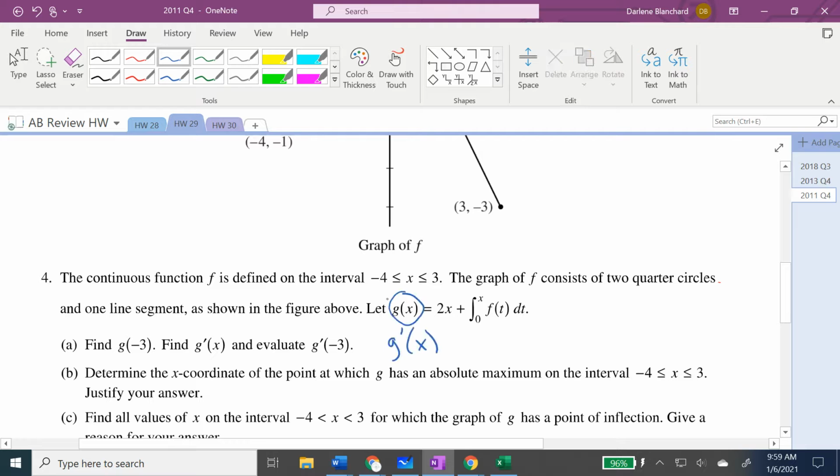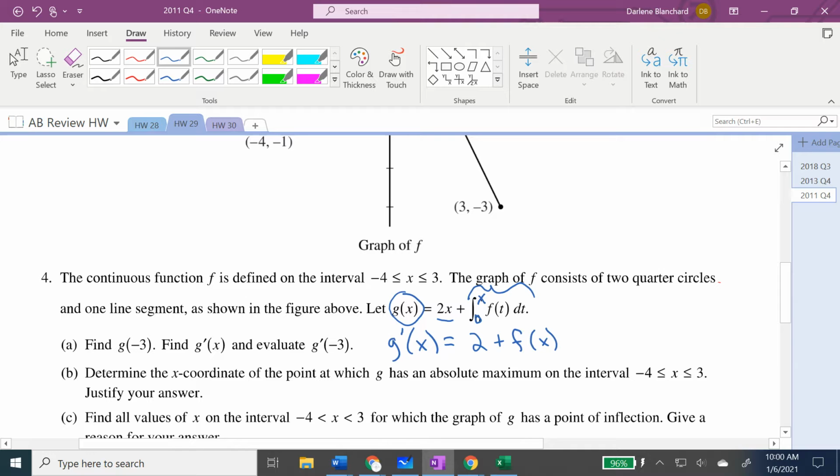So taking the derivative of g of x, I first have the derivative of 2x, which is 2. Then I take the derivative of an integral. So that's the fundamental theorem of calculus. And I'm going from a constant to just the variable alone. And that means that the derivative of that integral is going to go straight to the integrand. Just going to be f of x using now the variable x.